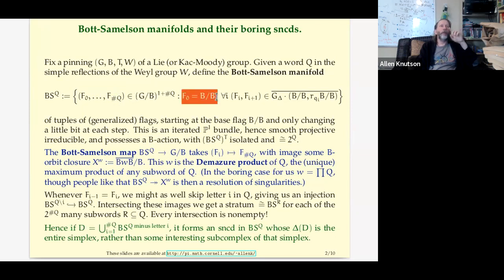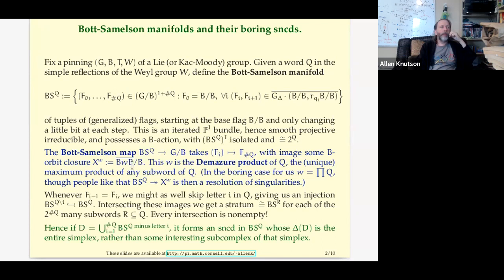Asking the very zeroth flag be the base flag means that the only thing that acts on this guy is B, not G. So this will still be a B equivariant map. And that's pretty good because B only has finitely many orbits on G mod B. This guy is projective, so its image will be closed. This guy is irreducible, so its image will be irreducible. So it's got to be some irreducible B invariant closed subvariety of G mod B, and there's only finitely many of those. So it's going to be one of those B orbit closures.